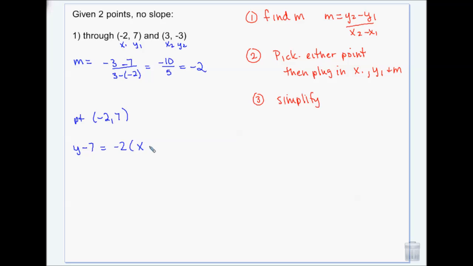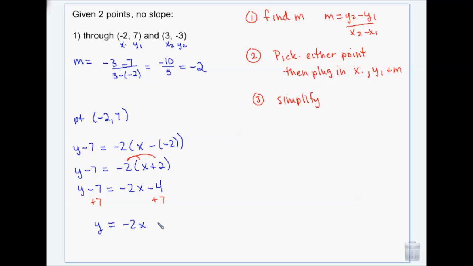x minus negative 2. So I get y minus 7 is equal to negative 2 times x plus 2. So that's y minus 7 is equal to negative 2x minus 4, because I distributed that negative 2. Then I add 7 to both sides, and I get y equals negative 2x plus 3.